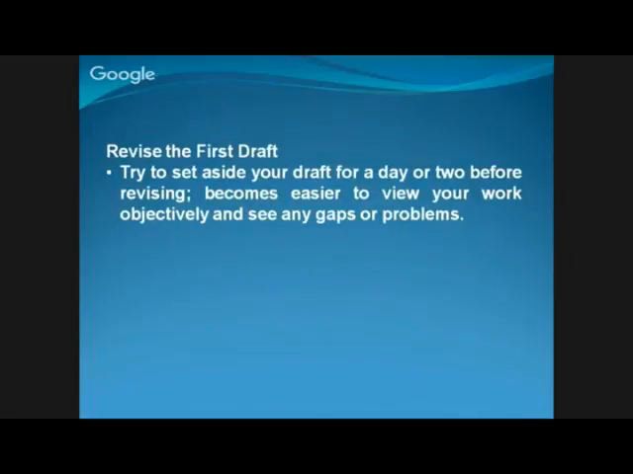You must have noticed many times, last year you prepared one write-up, today you suddenly pick it up and think, oh, how foolish I was, I wrote this. You criticize your own write-up, but immediately you are not able to find or detect any error. So try to set aside your draft for a day or two before revising, because it will be easier to view your work objectively and see any gaps or problems.